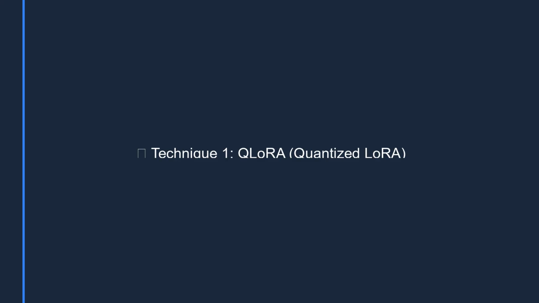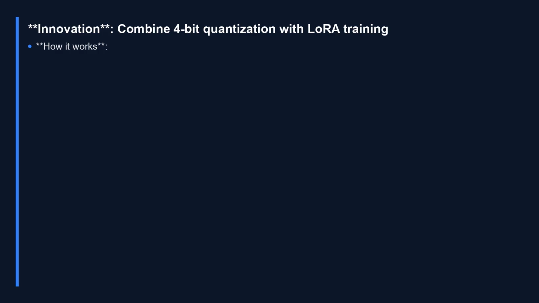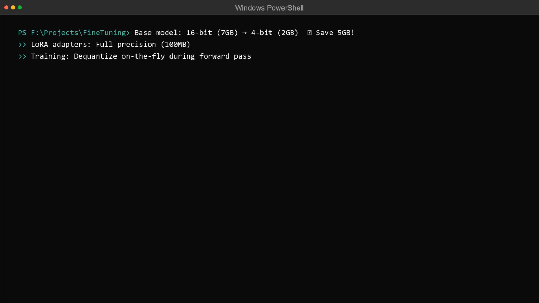Technique 1. QLoRA, Quantized LoRA. QLoRA's core innovation is pairing 4-bit quantization of the base model with full precision LoRA adapters. Here's how the memory math works out in practice. The strategy has 3 moving parts. First, the base model is loaded in 4-bit precision. A 7B parameter model drops from roughly 14 GB down to about 4 GB. That's not a rounding error. That's the difference between fitting on your hardware and not.